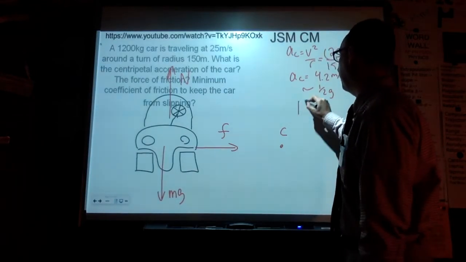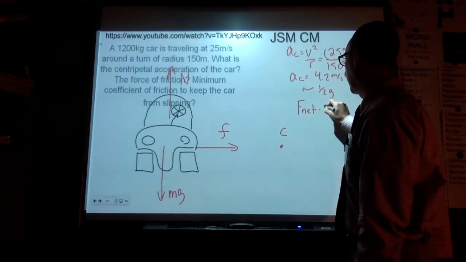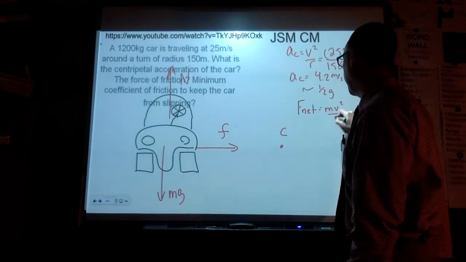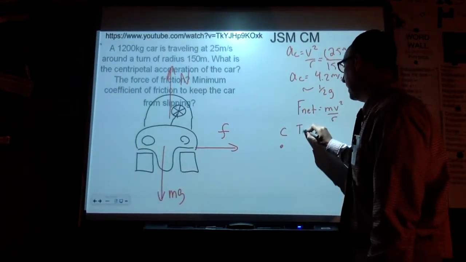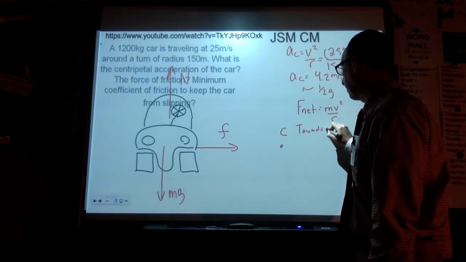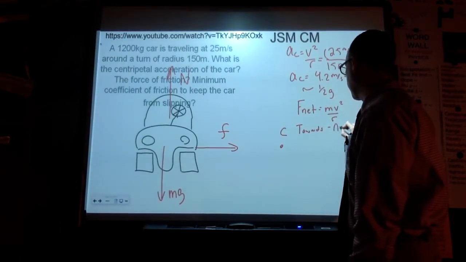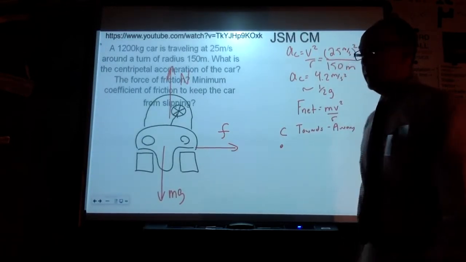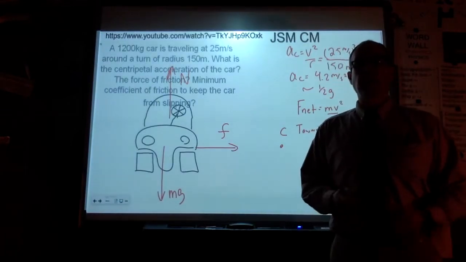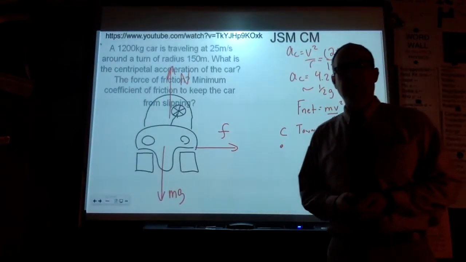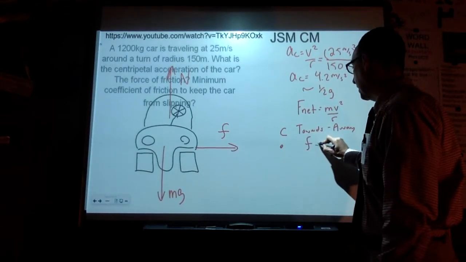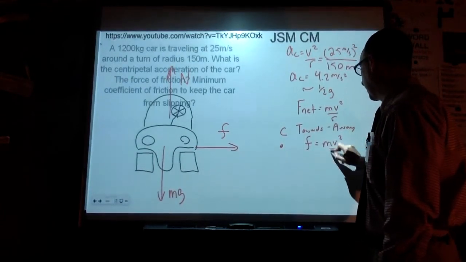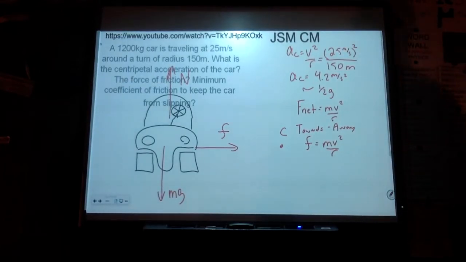So I'm going to have F net equals mv squared over r. I'm going to take the forces towards the center minus away. In this case, there is nothing away, which we don't have to have something away, but we have to have something towards. So that means that it's just going to be that friction is equal to mv squared over r.